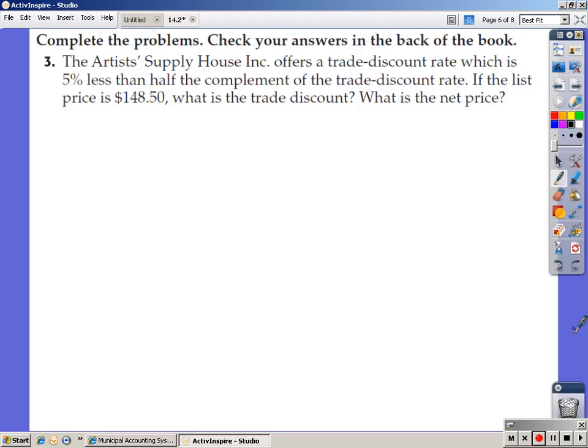Okay, here we go. The Artist Supply House Incorporated offers a trade discount rate which is 5% less than half the complement of the trade discount rate. If the list price is $148.50, what is the trade discount? What is the net price? Press pause. Try to work this out, and press play when you're ready to see it work.